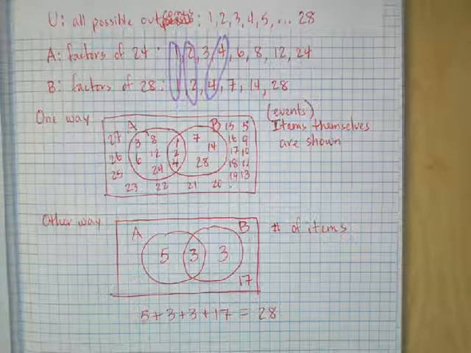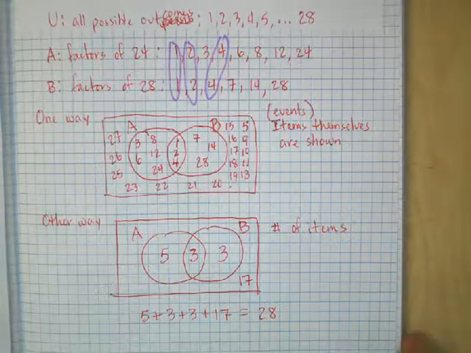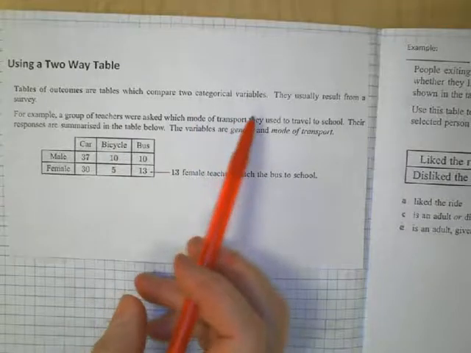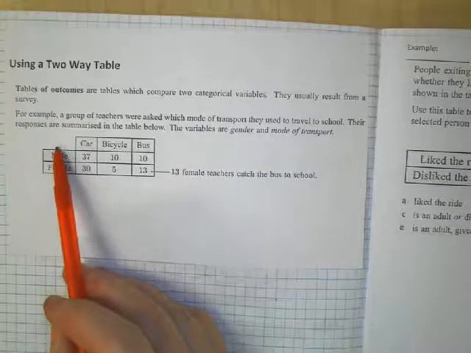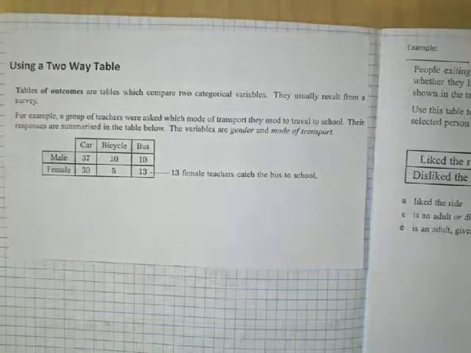Okay, next thing I want to look at is our two-way tables. Two-way tables are basically used for survey data oftentimes. So tables of outcomes are tables which compare two categorical variables. They usually result from a survey. So the first thing that you want to do when you have a table of outcomes is make totals. You want to sum up each of the columns and rows.